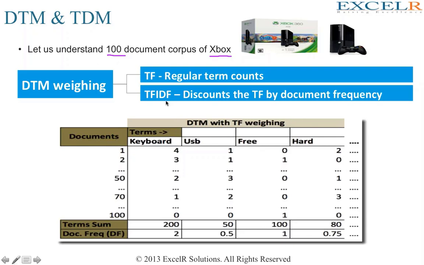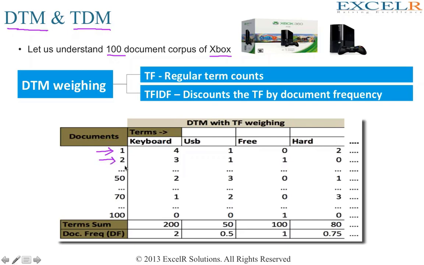Once all the cleansing is done, you need to represent the data in DTM format, document term matrix, or term document matrix format. What is a document term matrix? Each document that you have, or each review that is written, is a document. And in the first review, say the person has referred to the keyword keyboard 4 times. Maybe this person has referred to USB once. Maybe this person has referred to the word free none of the times. The word hard is referred to twice, and so on and so forth.